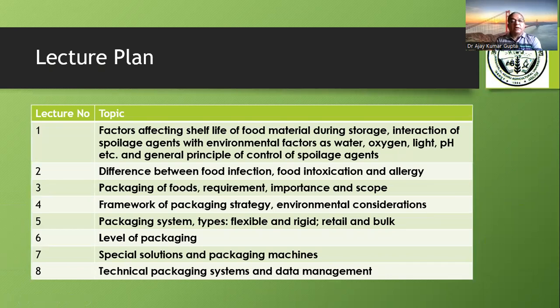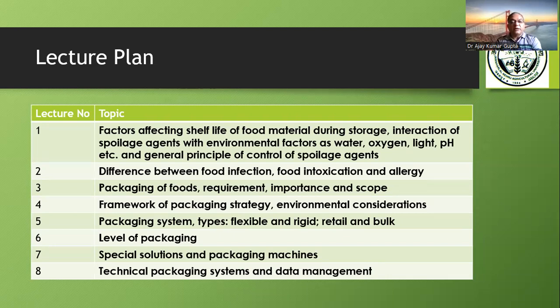The first lecture will be dedicated to factors affecting the shelf life of the food materials during storage, interaction of spoilage agents with environmental factors such as water, oxygen, light, pH, etc., and general principles of control of spoiling agents. So particularly in the first lecture, we shall be dealing with the factors that will be effective in determining the useful life of the food products. Then we will come to the difference between the food infection, food intoxication, and allergy.